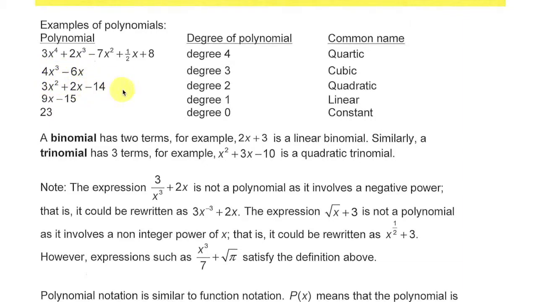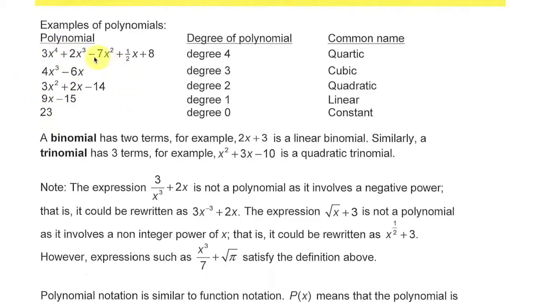And here we have a quadratic, degree 2, a linear, which is degree 1, and a constant, which is degree 0. So we look at the X and we think of the highest power, and that's what we call the degree. So this 23 can be written as 23 times X to the power of 0. And of course, anything to the power of 0 is 1, so it just becomes 23, i.e. that constant.